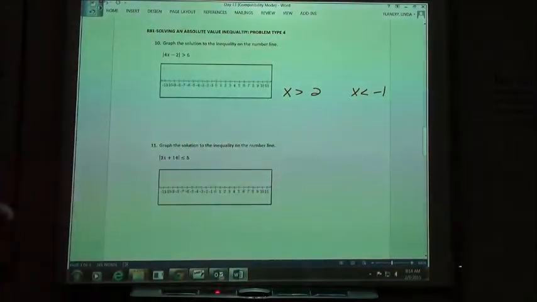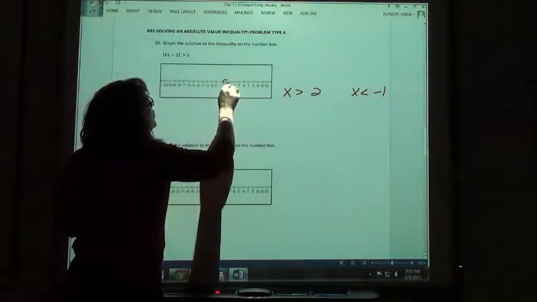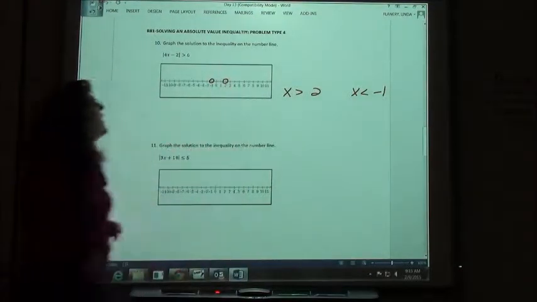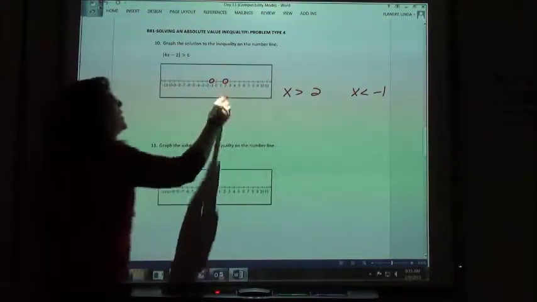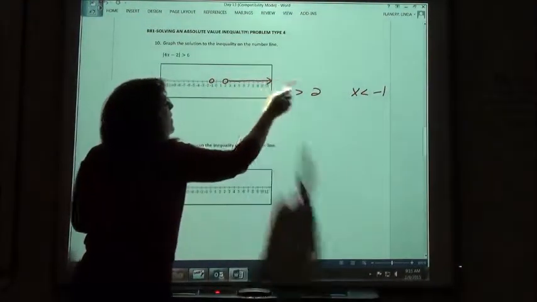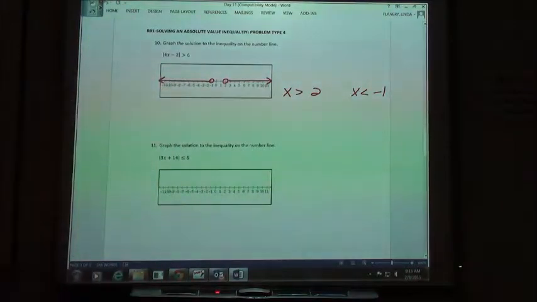So putting those on our graph, if we have the equal to bar underneath, we use the filled in dot. If we don't have the equal to bar underneath, we use the open circle. Put your end marks on first. So I'm going to put an open circle on the 2 and an open circle on the negative 1. I am greater than the 2, so I'm shading to the right side of the 2. I am less than the negative 1, so I'm shading on the left side of the negative 1.